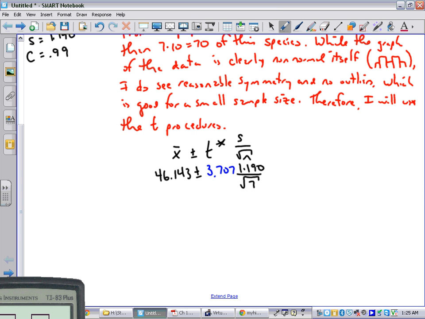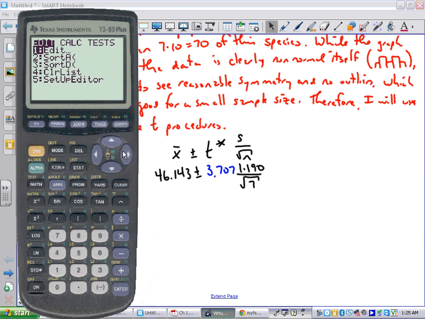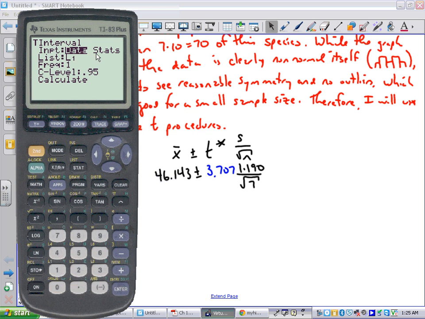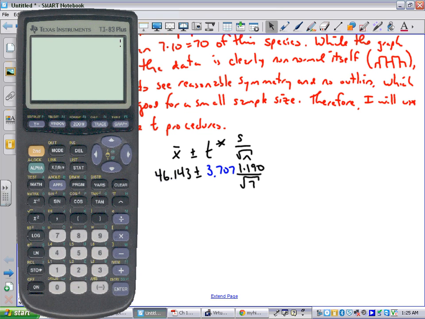3.707. Now you can finish this out the long way, or you could grab your calculator and go stat test t interval. You've got the data in L1. We're going to change this to a 99% confidence level. And when I calculate, it gives me what this would work out to be, 44.475 to 47.81.